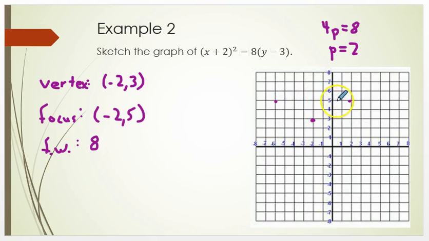And that's just to show that the focal width all the way across the parabola passing through the focus is a width of 8. That's what these two numbers are indicating for me. So now I can just extend from the vertex, and that gives me a pretty good guideline for what the shape of the parabola should look like.